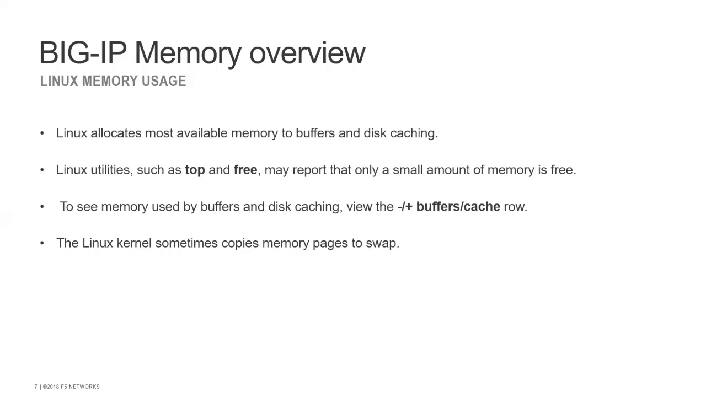To see memory used by buffers and disk caching, view the -/+ buffers/cache row when top and free report these memory structures. Add these values to the reported amount of free memory to estimate the total amount of physical memory the processes are not currently using. The Linux kernel sometimes copies memory pages to swap. This is known as swapping memory.